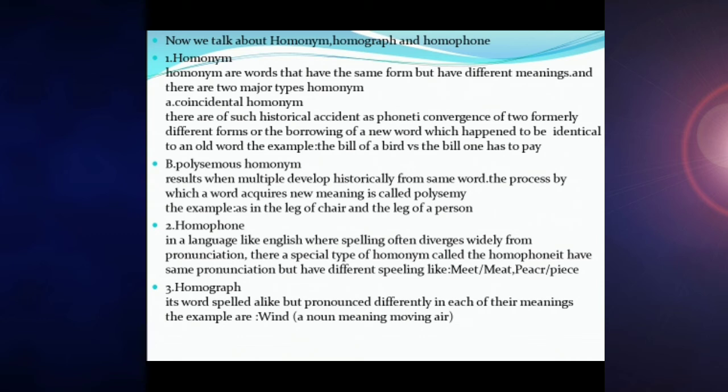And the second one is homophone. In a language like English, where spelling often diverges widely from pronunciation, there is a special type of homonym called the homophone. It has the same pronunciation but a different spelling, like meat, meet, peace, piece.